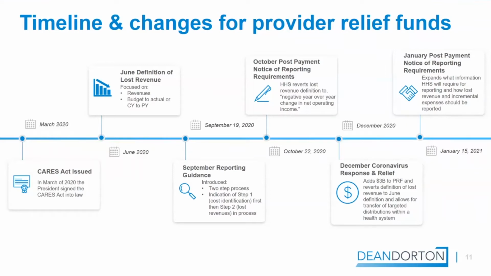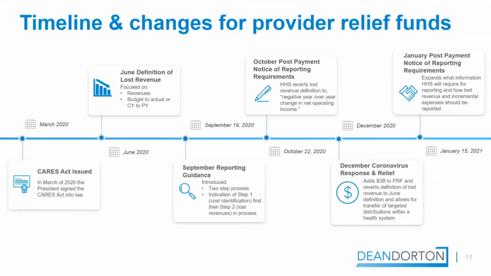Then in September of 2020, we received some additional guidance that introduced a two-step process. The first step being identifying costs related to responding to, preparing for, and preventing the spread of the coronavirus, and step two, lost revenue. In October, HHS released some post-payment notice of reporting requirements that changed the definition of lost revenue to a negative year-over-year change in net operating income, and that was not well received in the marketplace.